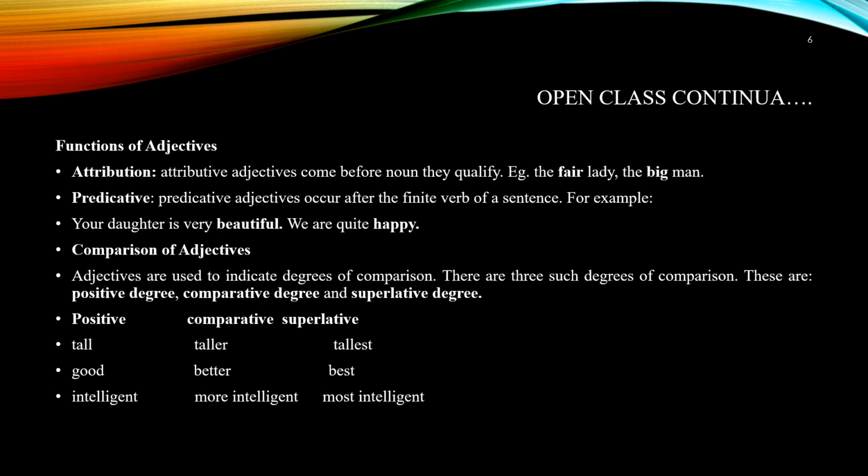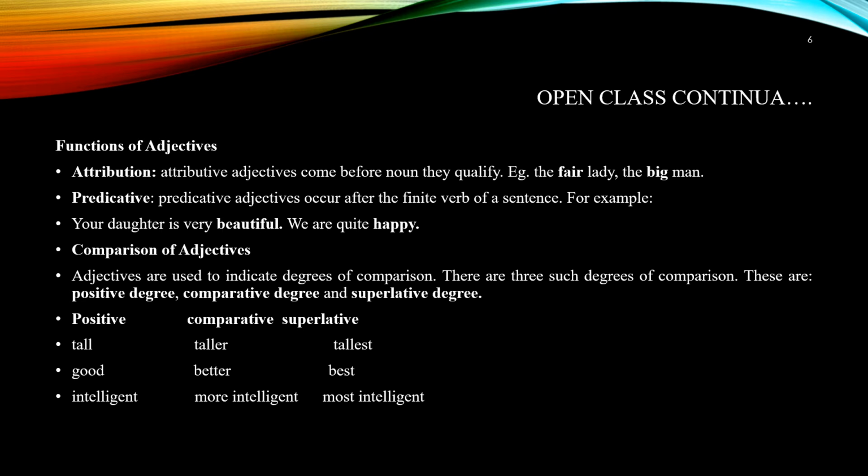It performs the function of predicate. Predicative function, class, or predicative adjectives occur after the finite verb of a sentence. For example, your daughter is very beautiful. That is, beautiful there is an example of a predicative adjective. And then we are quite happy. Happy there is an example of a predicative adjective.